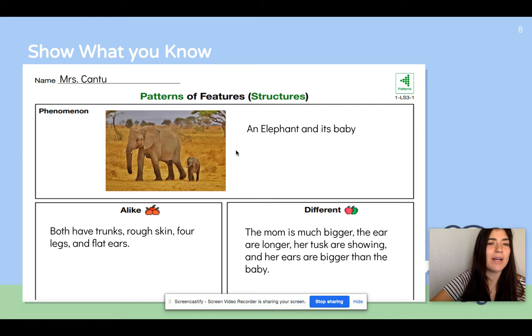Now, show me what you guys know. I made an example here. I picked this picture of an elephant with its baby. And I know that this is its baby because they have some similarities. They both have trunks, rough skin, 4 legs, and flat ears. But they're not exactly alike. There are still some differences. The mom is much bigger and the ears are much longer. Her tusks are showing, which is like her teeth, and her ears are much bigger than the baby's.